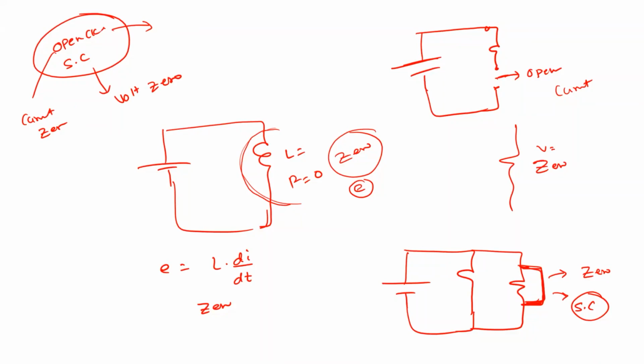Clear? Yes, sir. Now tell me, if the voltage across this is 0, what does it indicate? Short circuit, right? So that means this is the one. Now tell me, what is the current here? Infinite, sir, because there is no resistance, so this current is infinite.